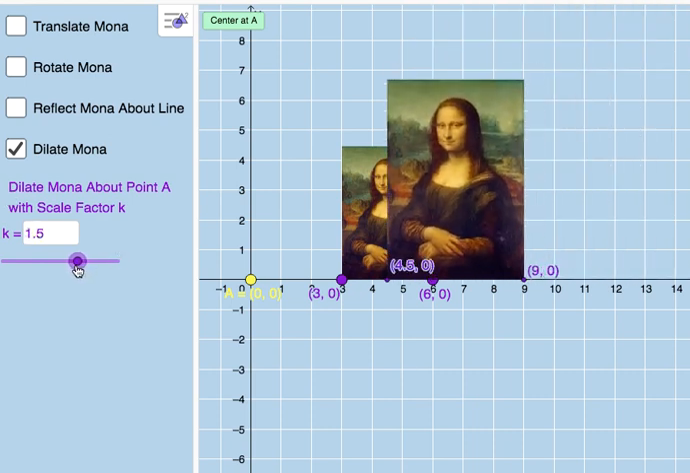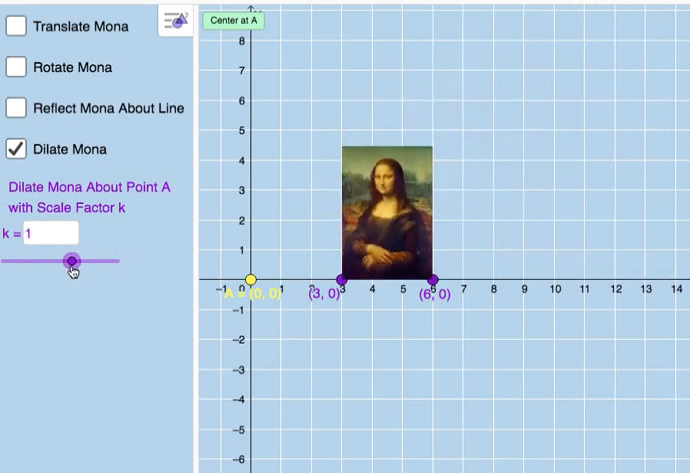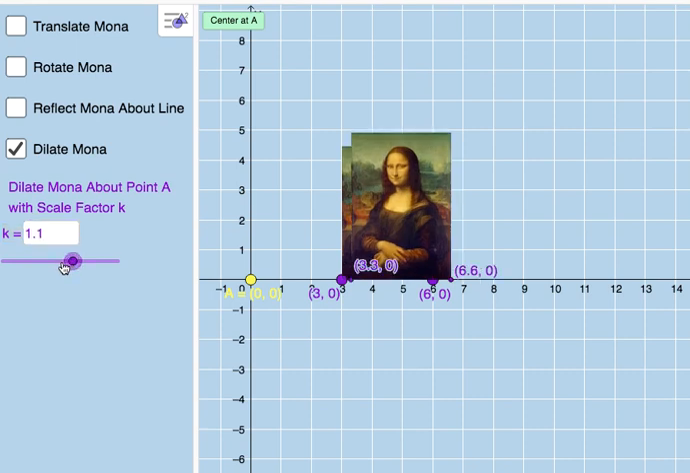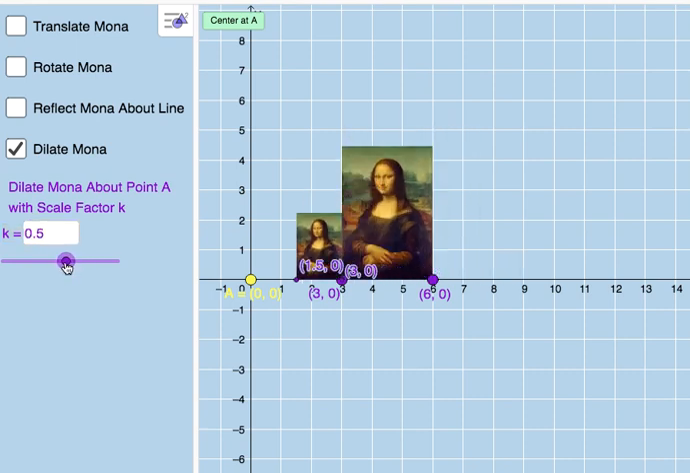Notice that if we were going to take this less than 1, what do you think would happen if our scale factor was less than 1? Well, let's check it out. It would be dilating, so this would go smaller. Let's make it half as much.